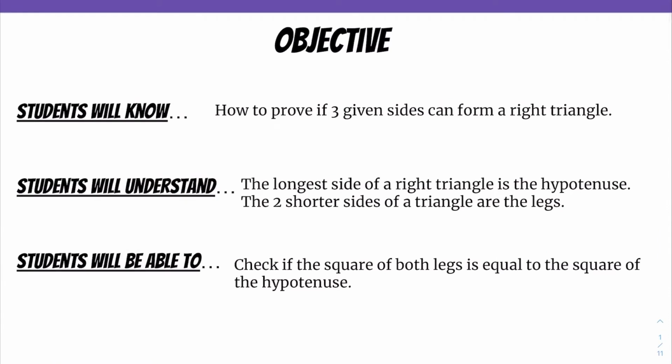The objectives for this video are: you should know by the end of this video how to prove if three sides can make a right triangle. You should also be able to understand that the longest side of a right triangle is the hypotenuse, and any side that is shorter than the longest side is going to be one of the legs. Students will be able to check if the square of both legs is equal to the square of the hypotenuse, which is just the word form of the Pythagorean theorem formula.